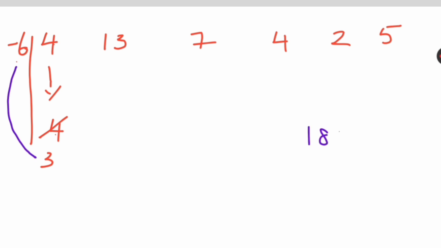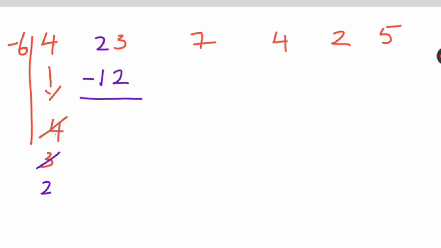Still 18 is greater than your present number, which is 13. So that's why you need to remove one more 10. If you remove one more 10 and add it to this 13, 10 plus 13 gives 23 here. Now you have to multiply 6 times 2, which is 12. So now write this 12. This 12 is less than the top number 23. Now you can easily subtract. So 23 minus 12 gives 11.